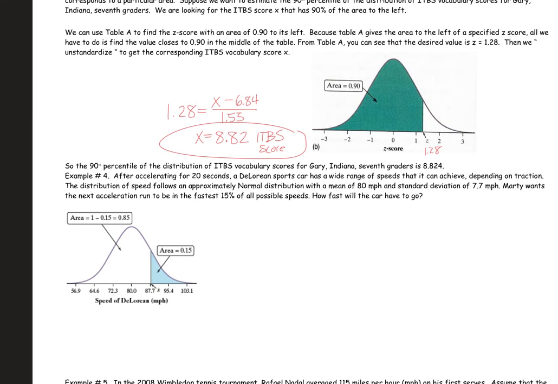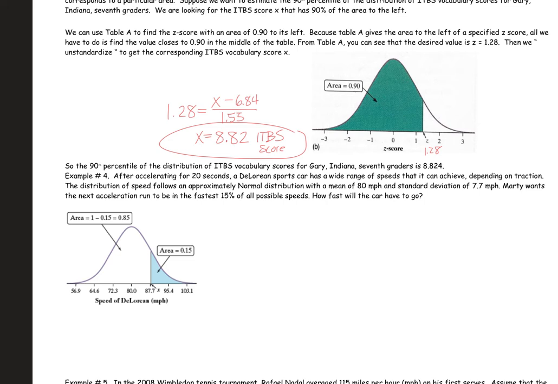After accelerating for about 20 seconds, a DeLorean sports car has a wide range of speeds that it can achieve depending on the traction. The distribution of speeds it can achieve follows a normal distribution where the mean speed is 80 and the standard deviation is about 7.7. So Marty wants the next acceleration to be in the fastest 15% of all possible speeds. How fast will the car have to go?